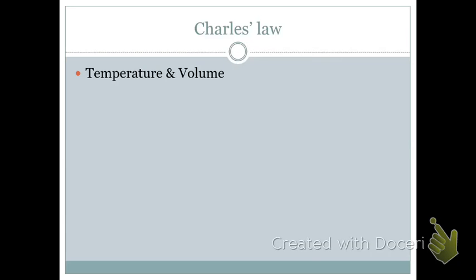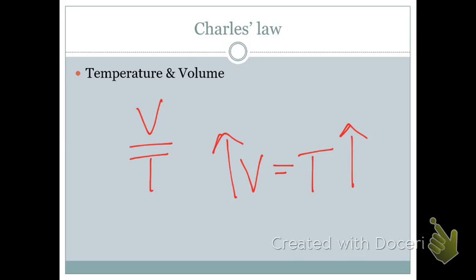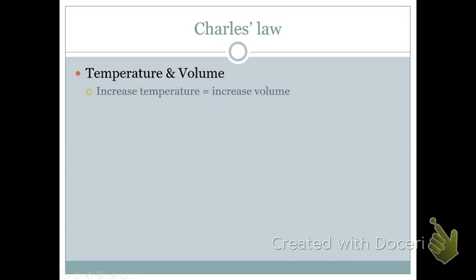So according to Charles's law, temperature and volume, if volume over T is how volume and temperature relate to each other, then volume must be proportional to T. So if I increase my volume, I'm going to also increase my temperature. And if I decrease my volume, I'm also going to decrease my temperature, because they are what we call proportional.